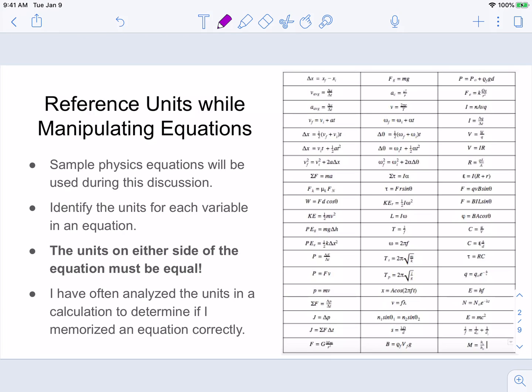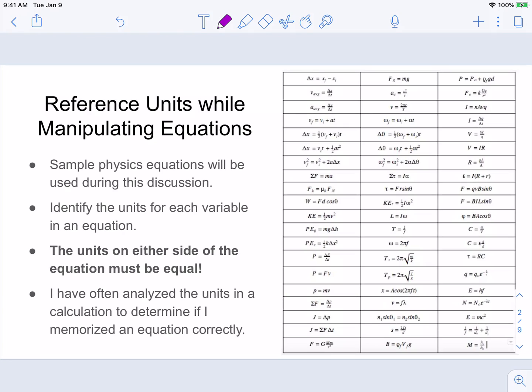And then we're going to say, okay, look, the units on the left-hand side of the equation are the same as the units on the right-hand side of the equation. They have to be equal. I've often used this in the past to help me when I was supposed to have an equation memorized and I thought I had the equation right, but I wasn't sure. I checked to make sure that my units made sense.